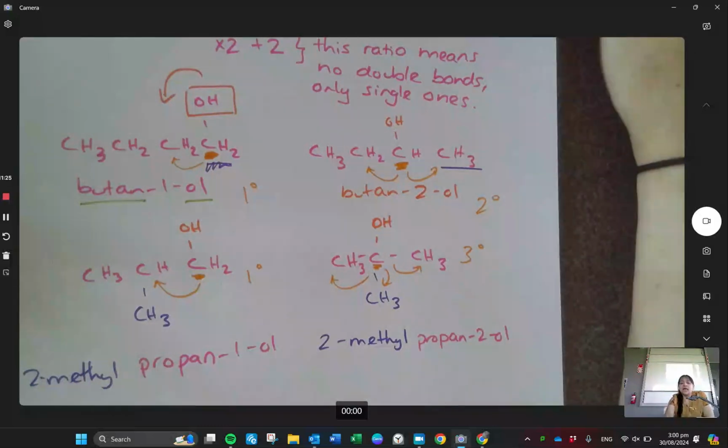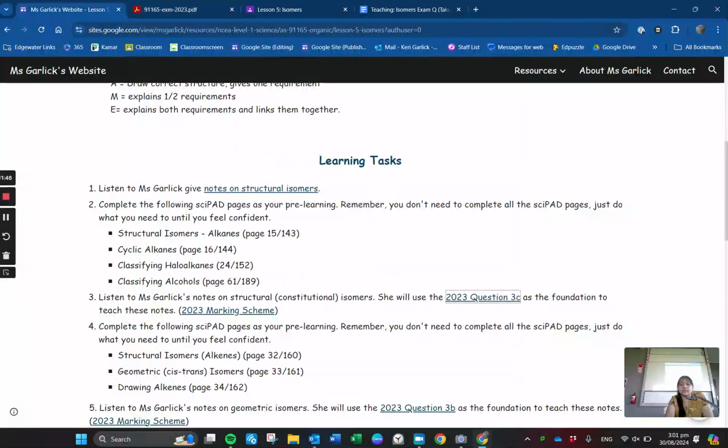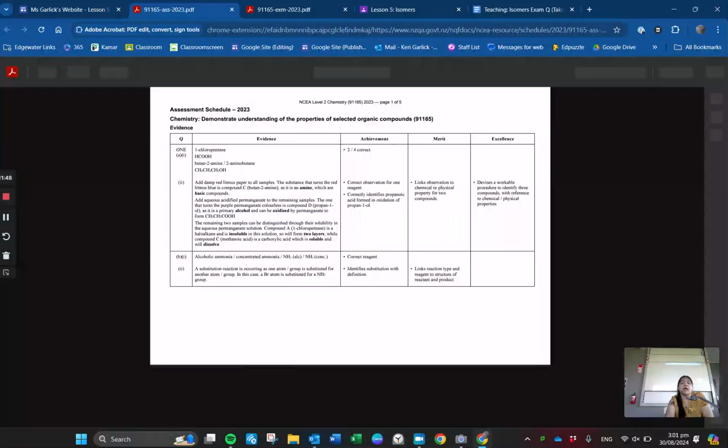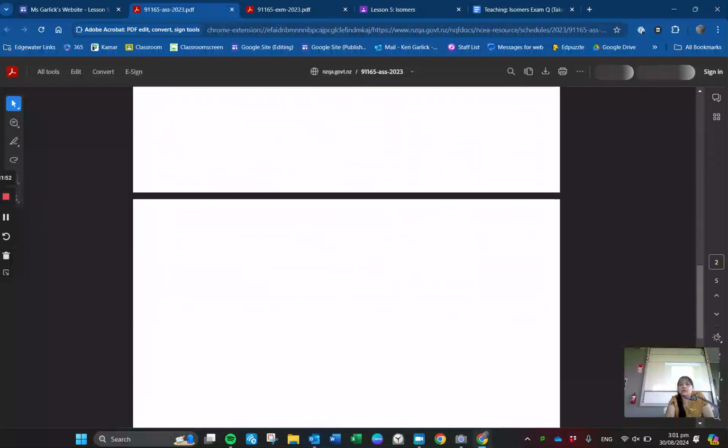All right, let me show you guys the marking schedule. There is this little bit here that asks you to draw them all and explain why they're structural isomers. So all of these are structural isomers of each other because they have the same molecular formula, which is C4H10O. The only thing that makes them different is how they are bonded. So let me pull up the marking schedule just so we can see everything that we need and make sure I don't forget something. We're on question number 3.